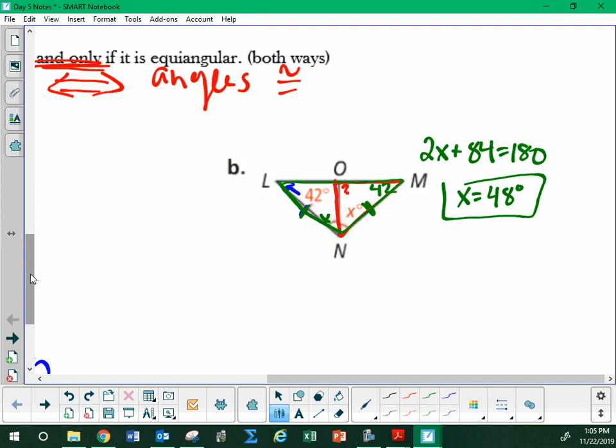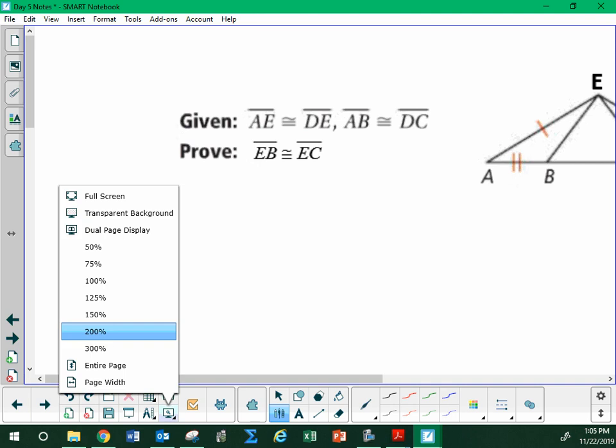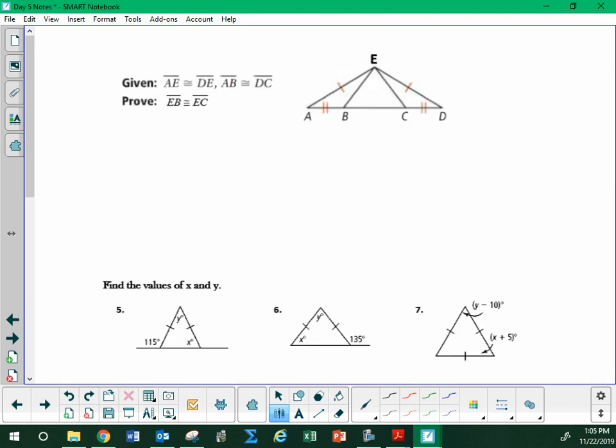Alright, take a look at the back side. You said tricky this one, right? These are not tricky. This first one is very tricky.